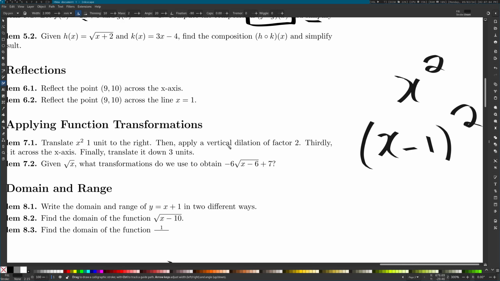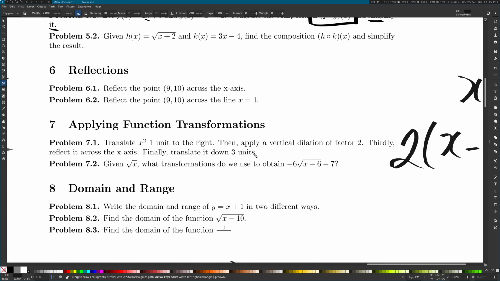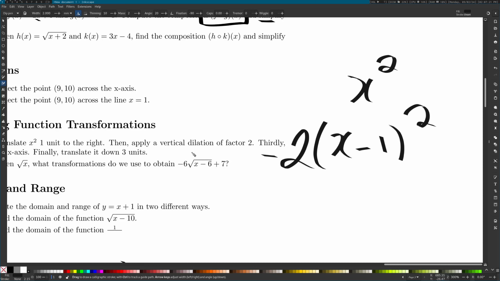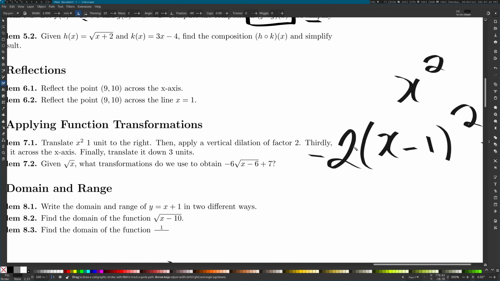Then apply a vertical dilation of factor 2. How do we do that? You just multiply the whole thing by 2. Thirdly, reflect it across the x-axis. How do we do that? Put a negative in front of it. Put a negative in front of the 2, so -2. And then -3, translated down. Okay, you guys got that pretty quickly.